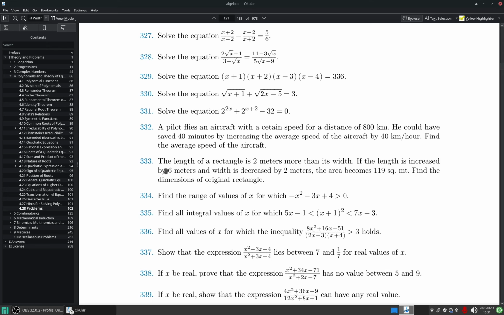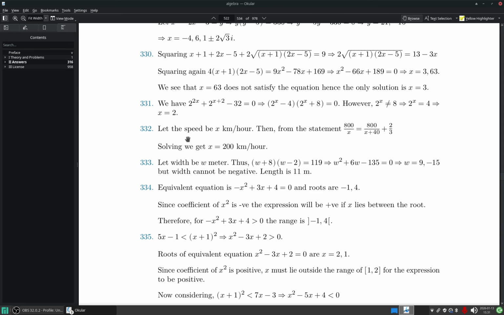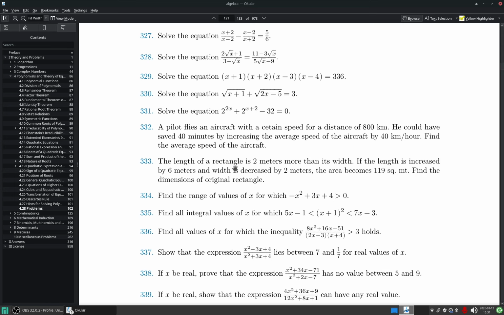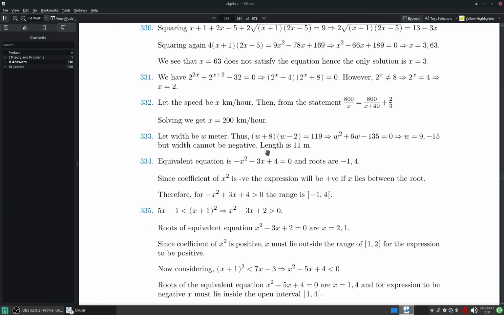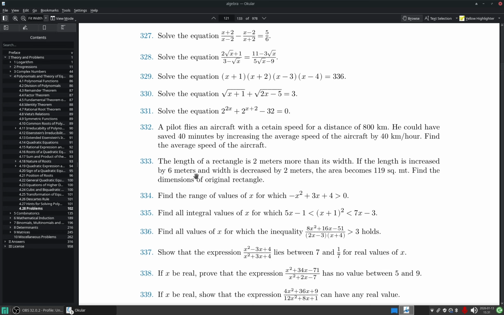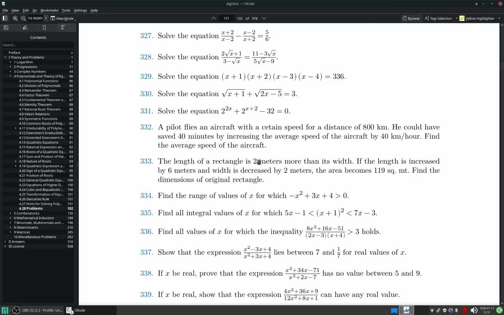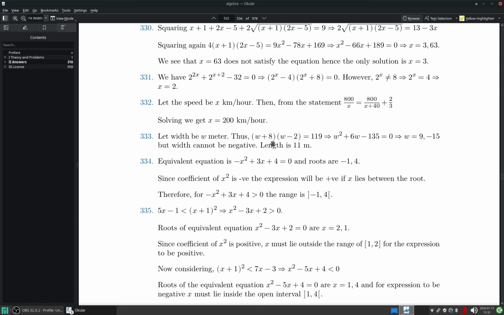Question 333 says that the length of a rectangle is 2 meters more than its width. If the length is increased by 6 meters and the width is decreased by 2 meters, the area becomes 119 square meters. Find the dimensions of the original rectangle. So we let the width be W. So length would be 2 meters more than width. But the length is increased by 6 meters, and the length was 2 meters more than the width, so 6 plus 2, 8. So W plus 8 is the new length and W minus 2 is the new width. And so you multiply them, you get 119.